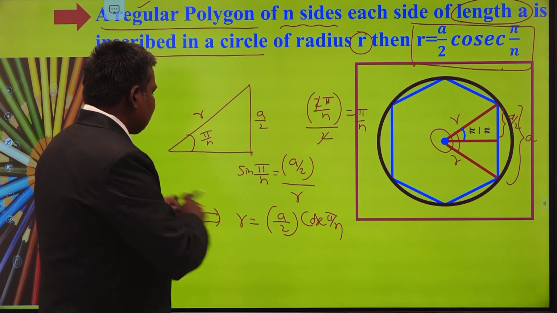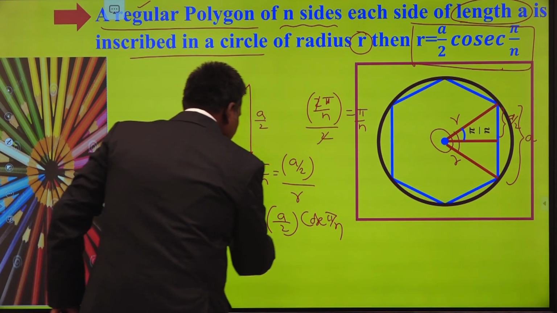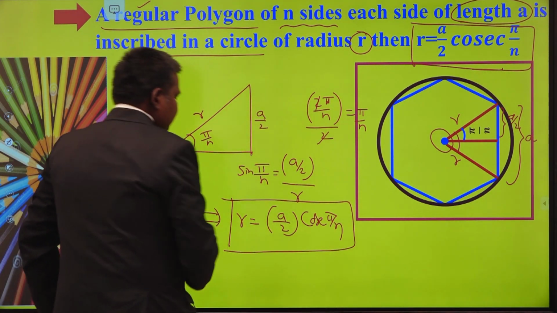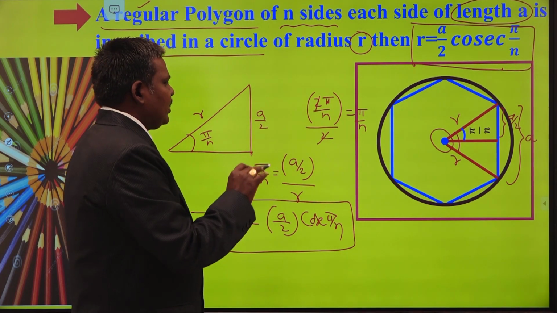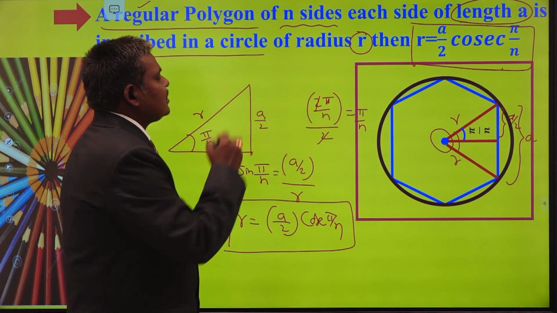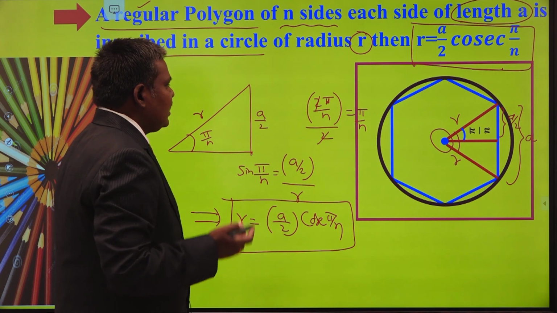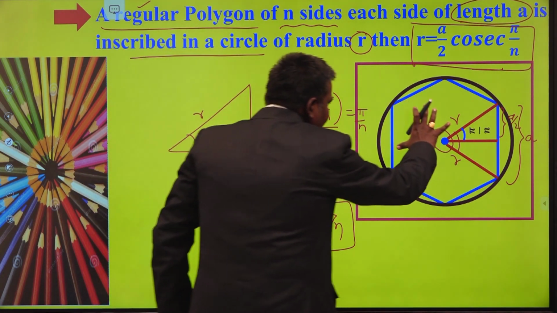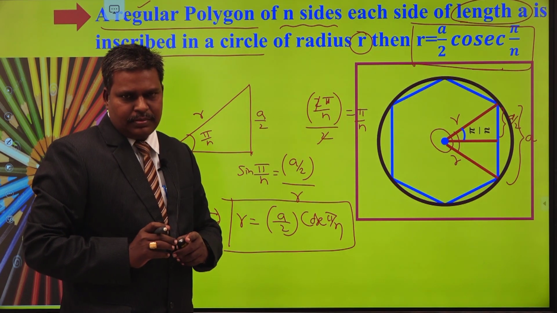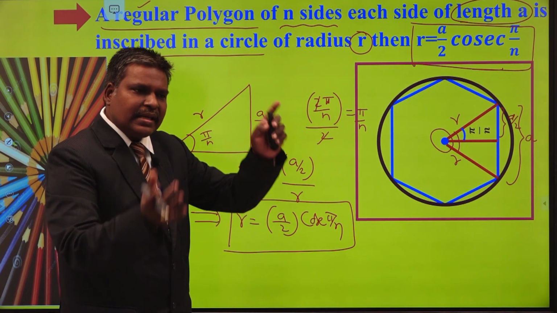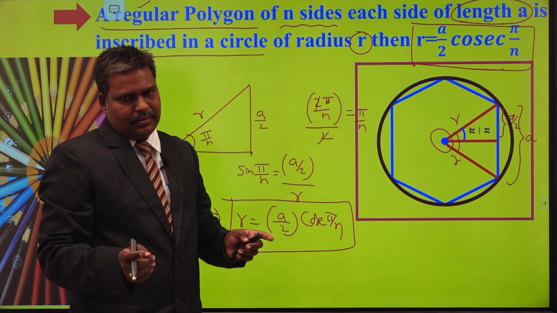In this manner, we can get some relation between a and n. So what is a? Length of side of regular polygon. N is the number of sides. R is the radius of circle. Remember, your regular polygon is inside of the circle, then only you have to apply this one. Regular polygon is inscribed in the circle.